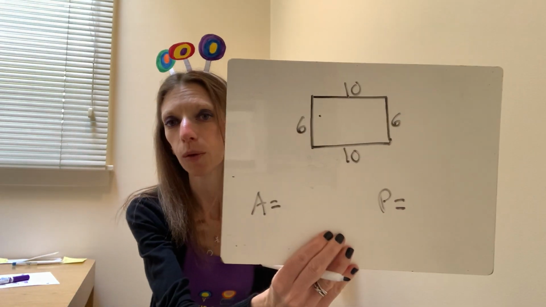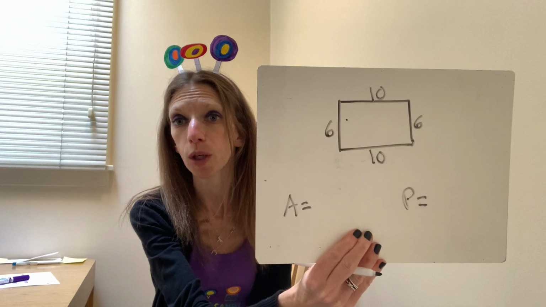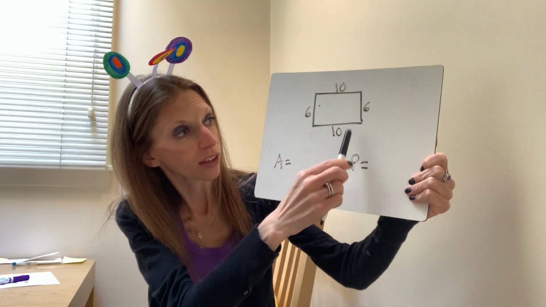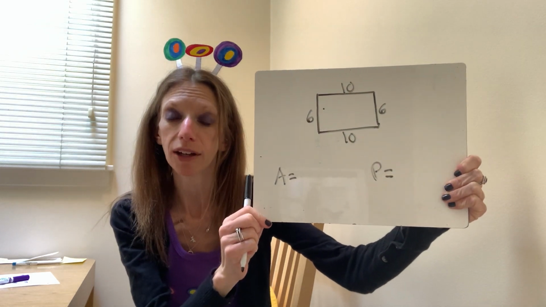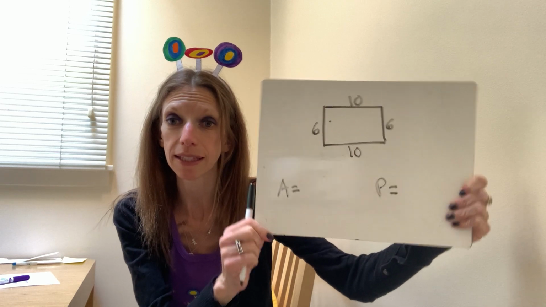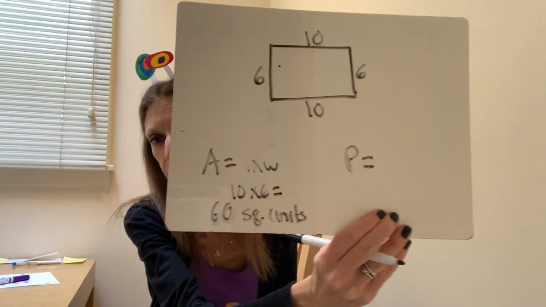Let's make this work. Okay, so to find the area, what do we do? We multiply the length times the width. So that would be area equals L times W, length times width, or 10 times 6. So I'm going to write down L times W, 10 times 6. We know 10 times 6 is 60. So we're going to label it as 60 square units. This marker is not working. Okay, I'm sorry about the marker.